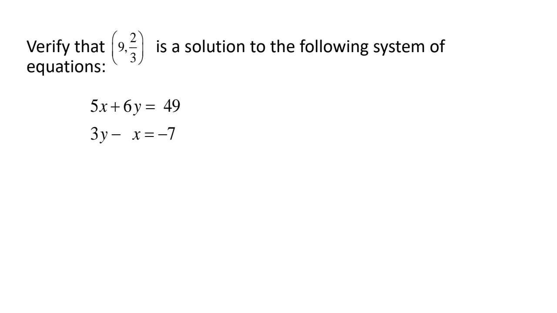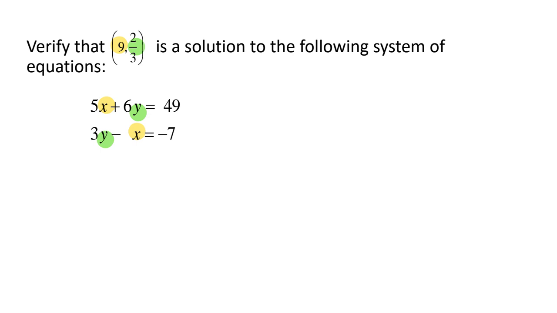Verify that (9, 2/3) is a solution of the following system. Well, if you notice, I happen to have two equations and I have two different variables. Now, this ordered pair has 9 in the x spot. It has 2/3 in the y spot.